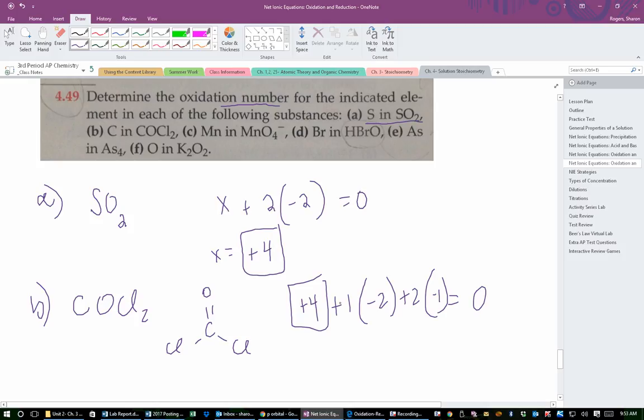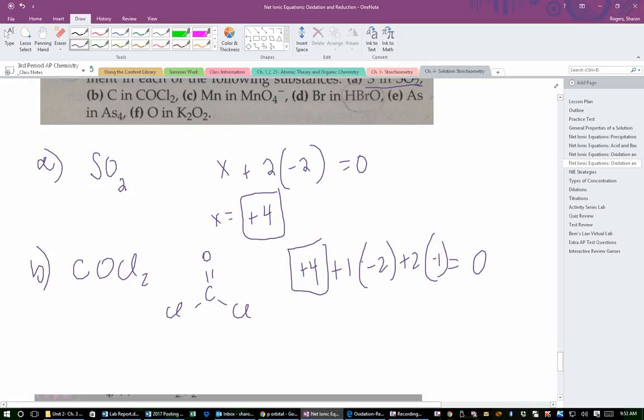Well, I think of this a little bit differently because it's a molecular compound. It's not like it's a polyatomic ion. So it's all molecular.